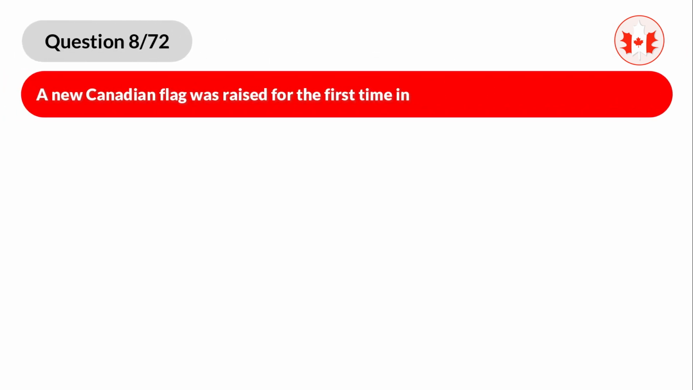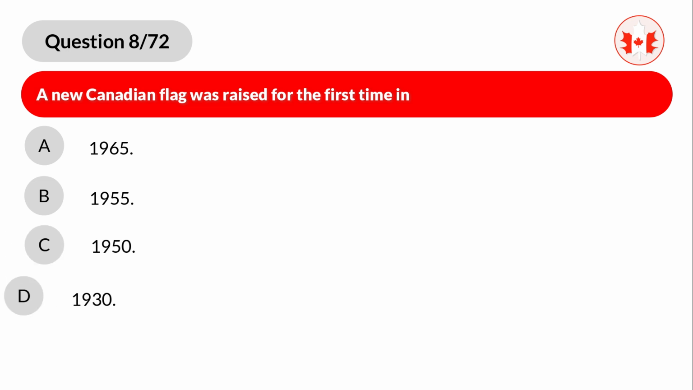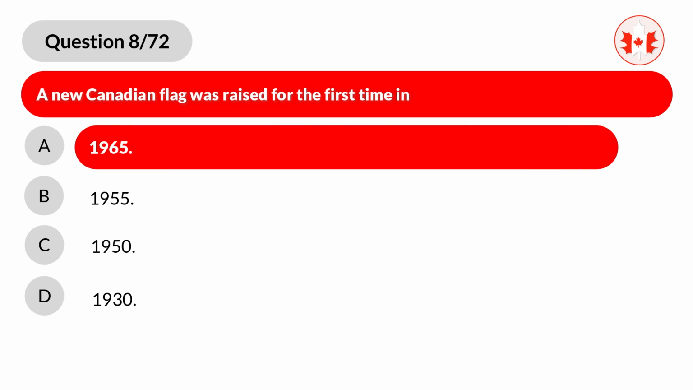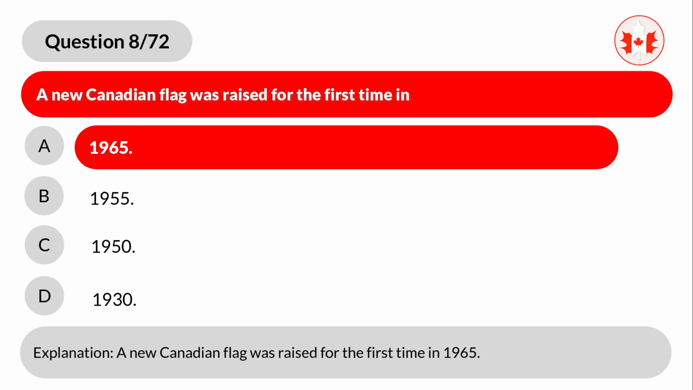Question 8. A new Canadian flag was raised for the first time in: A. 1965. B. 1955. C. 1950. D. 1930. The correct answer is A. 1965. Explanation: a new Canadian flag was raised for the first time in 1965.